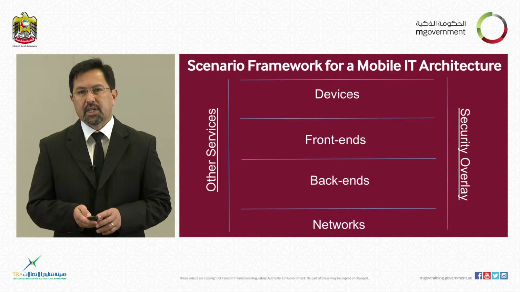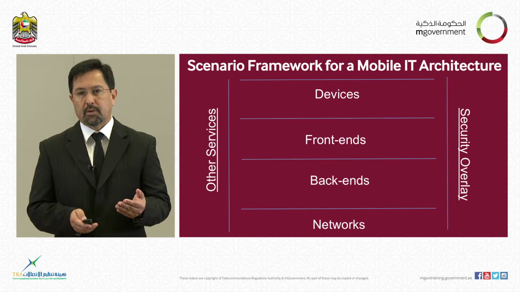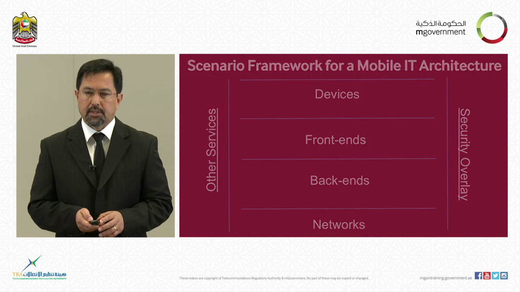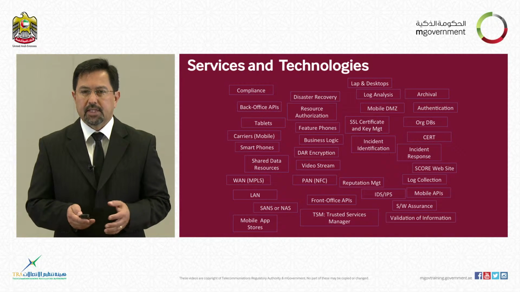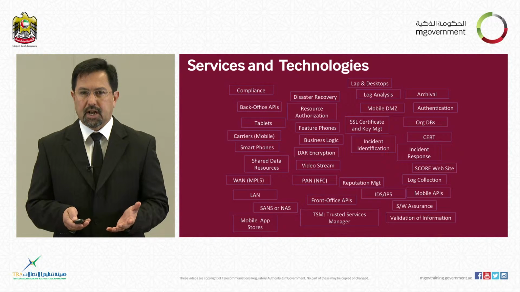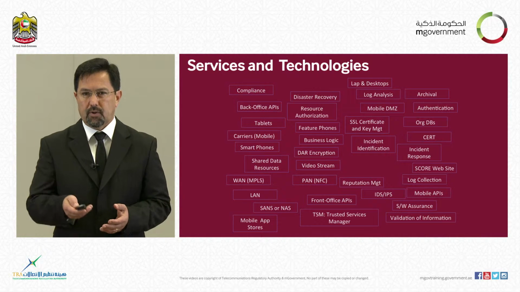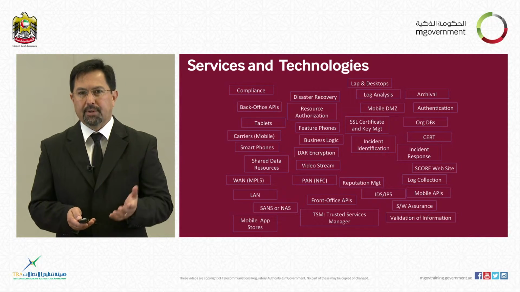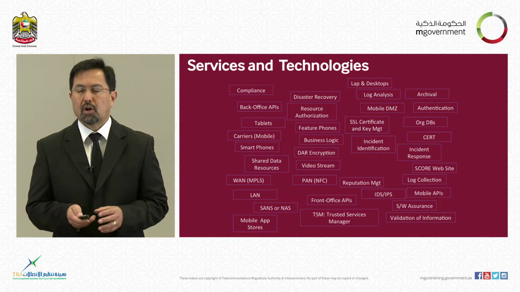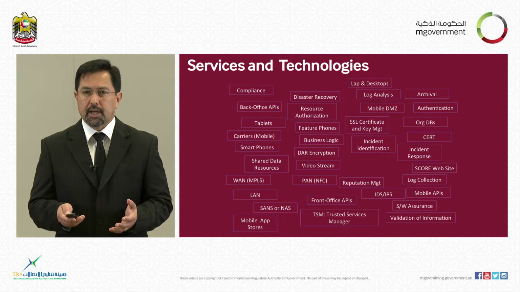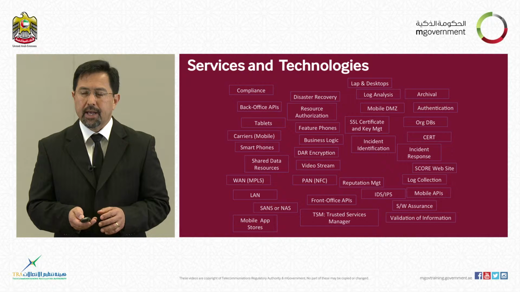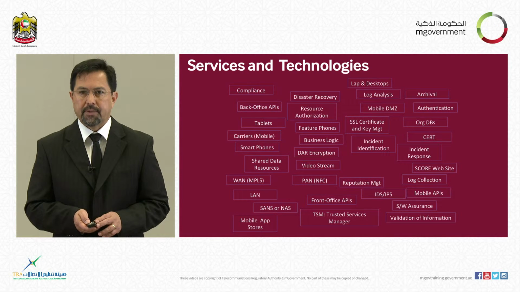This is a very high-level scenario, a mobile framework that involves having devices, front ends that we've been talking about, back ends, networks, a security overlay, and other services. Our task is now to take this scattering of different services and technologies. You see there feature phones and smartphones and CERT, incident response, carriers, tablets, all these things that are found associated with an IT infrastructure. Our task is now to allocate these elements inside of this framework and to see what kind of lessons we can draw from the exercise.